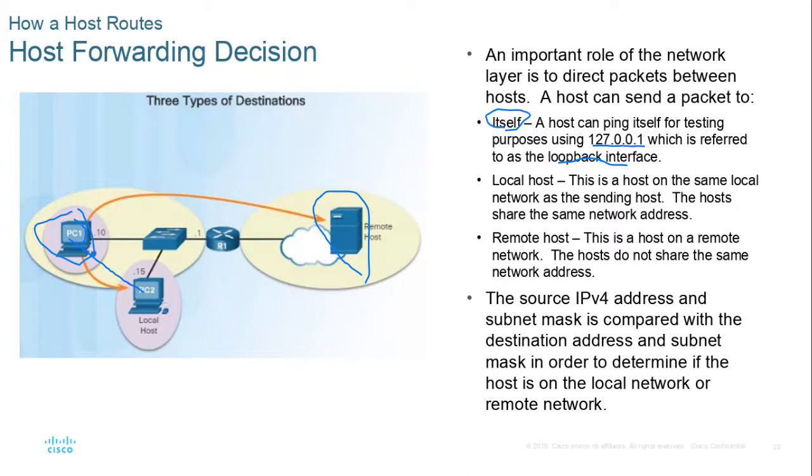So the source IP address and the subnet mask are compared with the destination address, because every time a host machine wants to transmit some data, he has to make an either-or decision. Is this going to another host machine on my network, and I can communicate directly with them because we're both plugged into the same Ethernet switch? Or is it going to a remote host and I need to send it to my router and let him make the forwarding decision? How does he determine this?